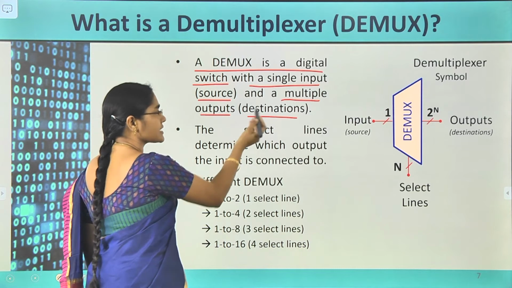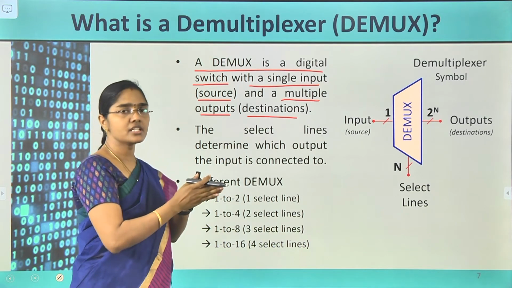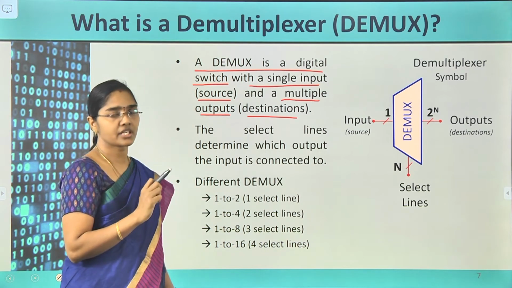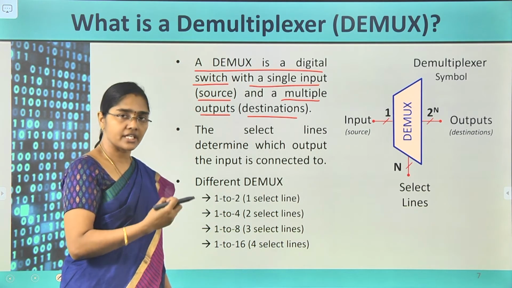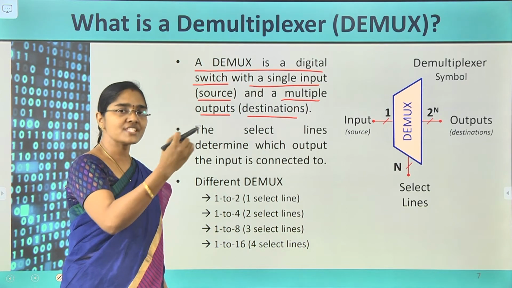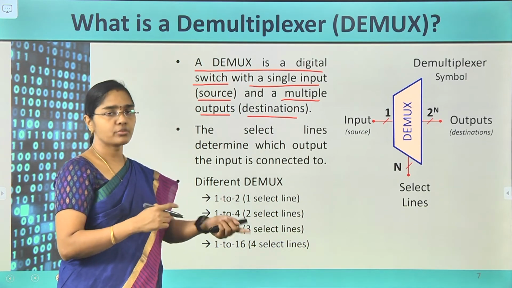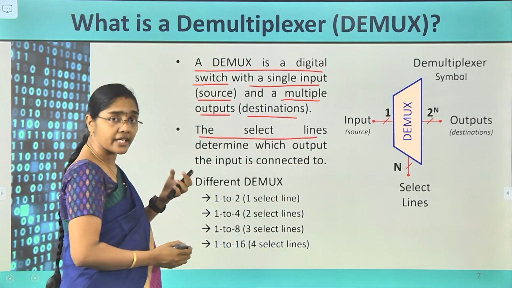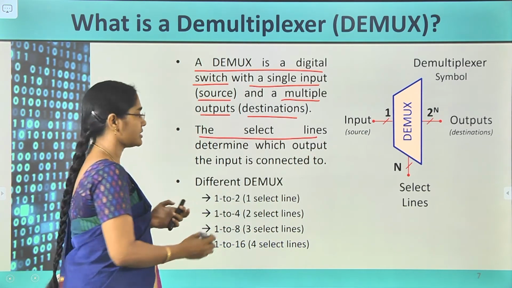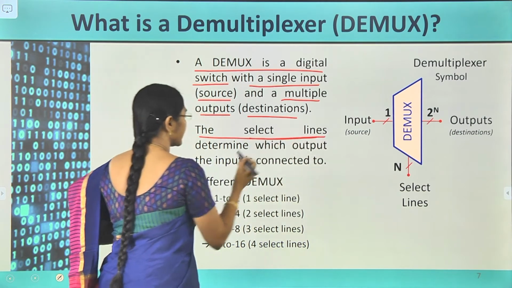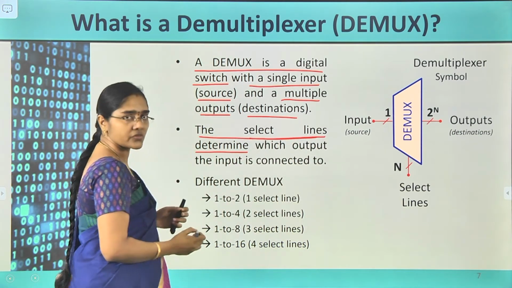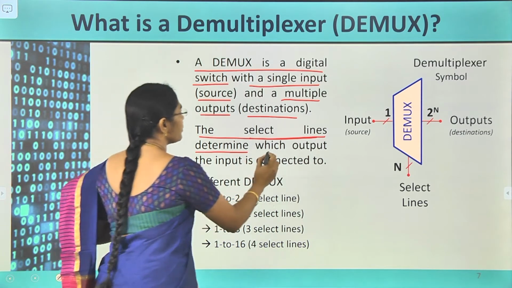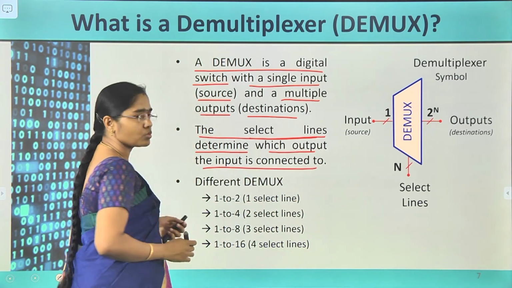And what is the actual function? That input is connected to any one of the destinations depending upon the selection line. The selection line defines to which output the input is going to be connected. The selection lines are the important lines in the demultiplexer and multiplexer. The select lines determine which output the input is connected to.